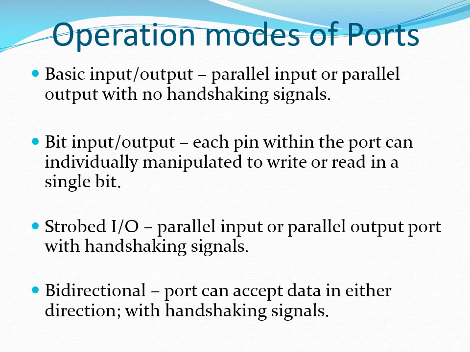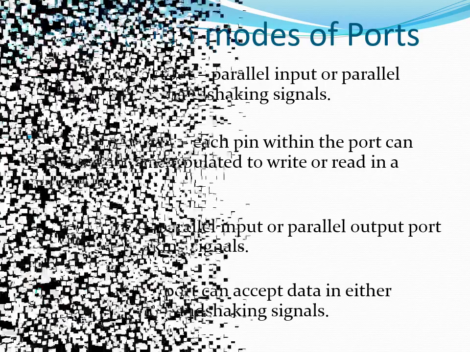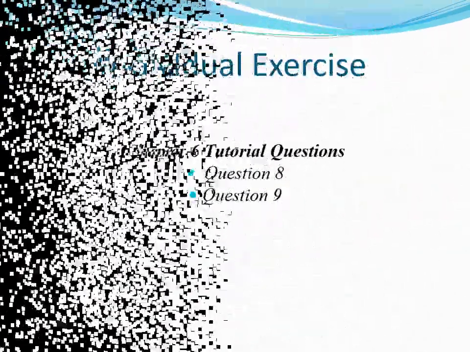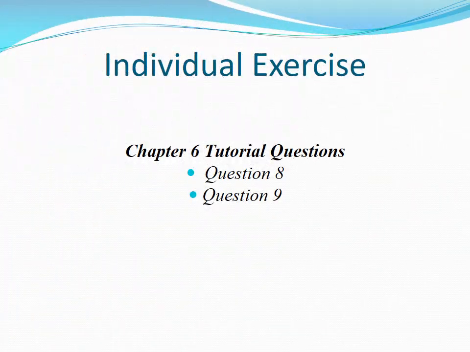Bidirectional mode. In this mode, a port can accept data in either direction. That is, it can operate as either an input port or an output port. Handshaking signals are used. Generally, port chips are configurable to make the ports on them operate in any one of the modes that we have just described. This exercise is meant for you to acquire more knowledge on the operation of port chips.